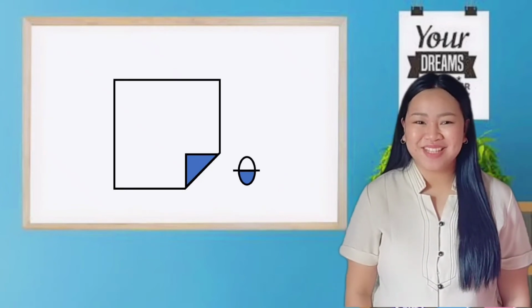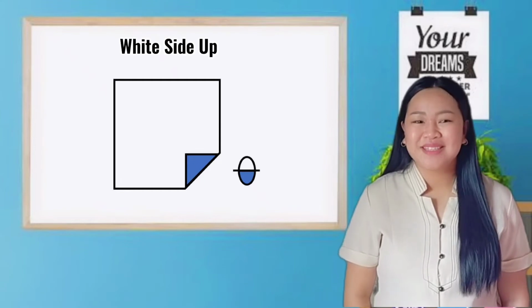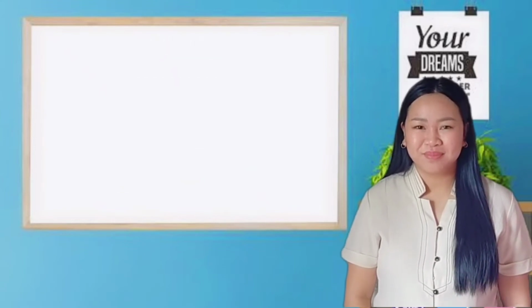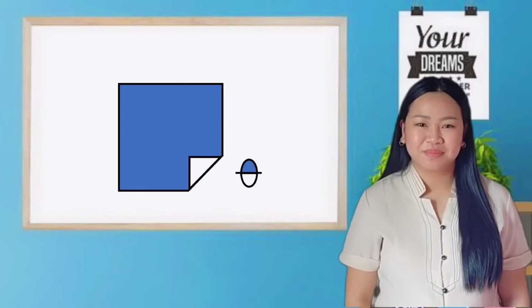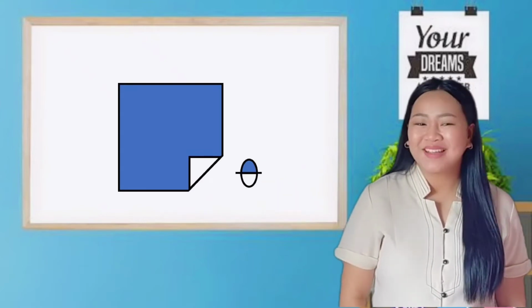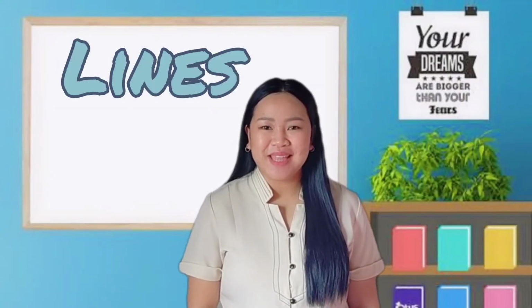What is the meaning of this? Very good. It is white side up. How about this one? Correct. It is color side up. Now, let us proceed to lines used in origami diagram.